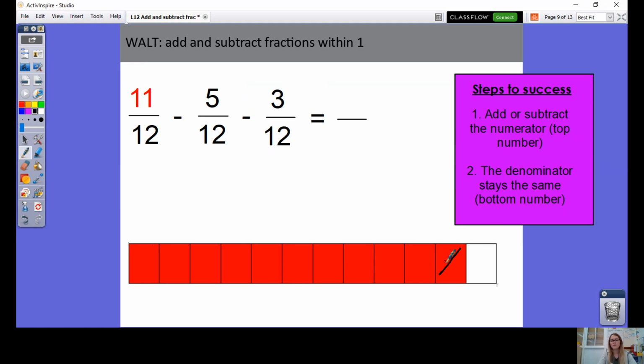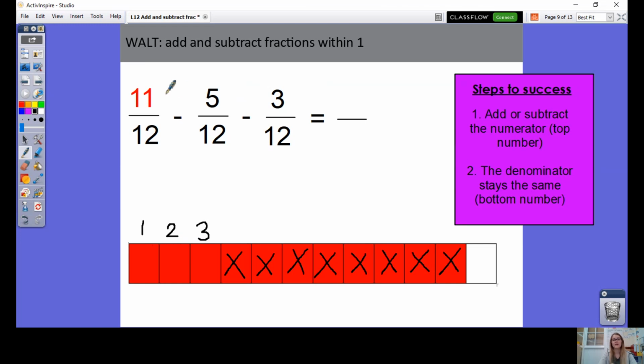So I'm going to cross off 1, 2, 3, 4, 5. So I've done the first one there, and then taking away 3 twelfths. So I need to cross off another 3 parts. 1, 2, 3. So how many are left out of the 11? I now have 1, 2, 3 remaining. 11 take away 5 is 6, and 6 take away 3 is 3.